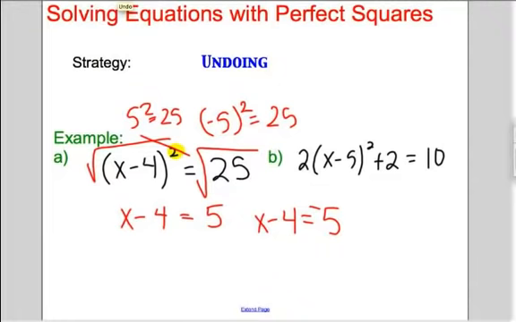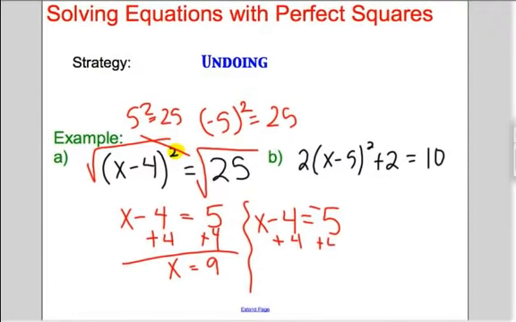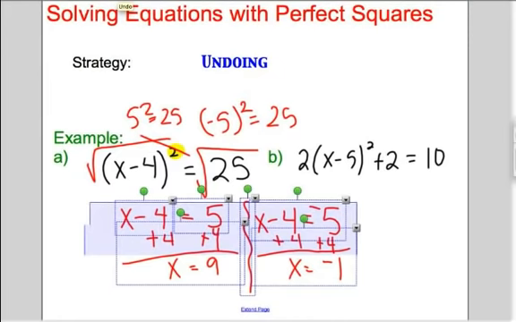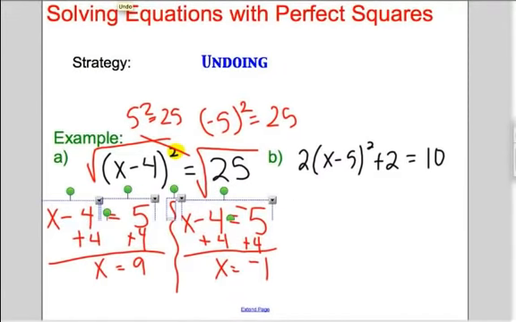But now it's easy. Now I just solve for x. So I have two equations, and I simply need to add 4 to see that one answer is 9. And the other answer, if I add 4 to both sides, x is negative 1. So I get two solutions here: x is 9 and x is negative 1. These are my two solutions to this particular perfect square equation.